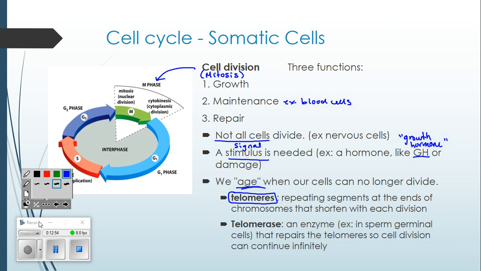Some cells have an enzyme. Now you might remember that enzymes often end with ASE, so even if you didn't know this was an enzyme, you might be able to guess that telomerase is an enzyme. It is an enzyme that's present, for example, in sperm germinal cells, so the cells that are going to produce sperm, that repairs the telomeres all the time, so cell division can continue infinitely. Technically, a male could produce sperm until the moment that he dies. There is no end necessarily to that process. Not the same for a female producing eggs. There is a limit.